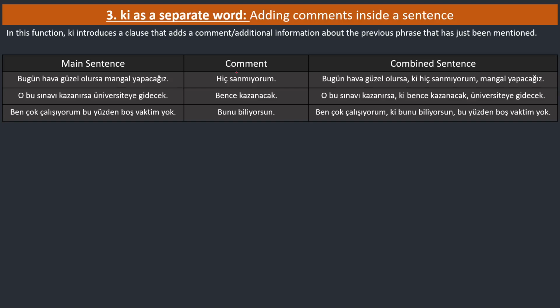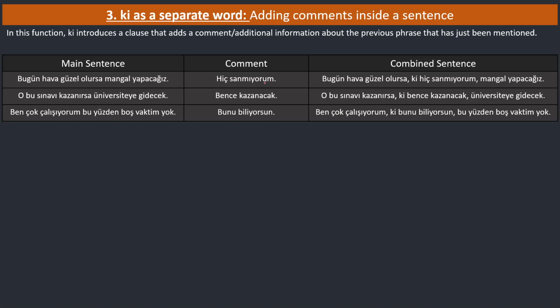But now I have a comment. Bir yorumum var. Bu yorumu cümleye nasıl ekliyorum? Burada ki kullanarak ekliyorum. Bugün hava güzel olursa ki hiç sanmıyorum mangal yapacağız. By the way, hiç sanmıyorum means I don't think at all. Hiç here adds the meaning of at all.